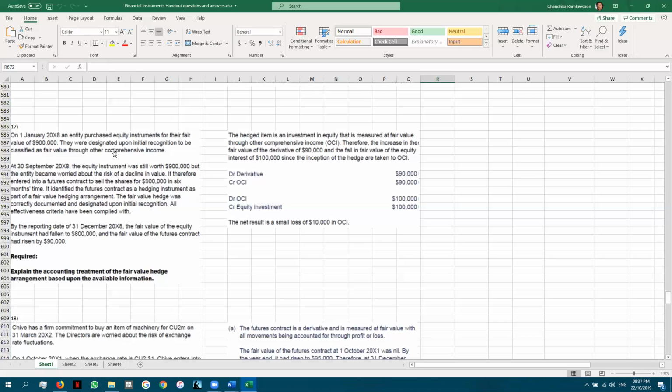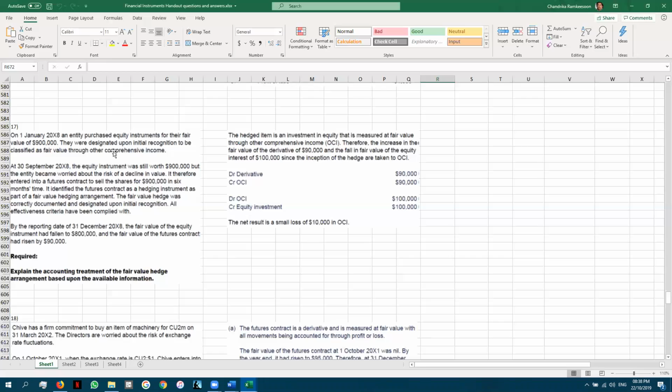The fair value hedge was correctly documented and designated upon initial recognition. All effectiveness criteria have been complied with, the 3 things we saw there. By the reporting date, which of course is before the exercise date, by the reporting date of 31st December, the fair value of the equity had fallen to 8 and the fair value of the futures had risen by 90.